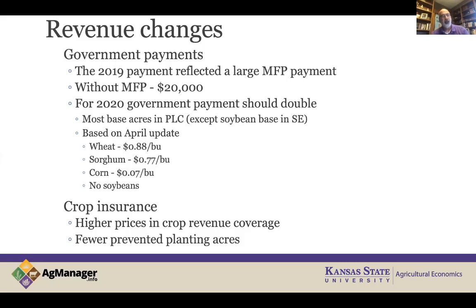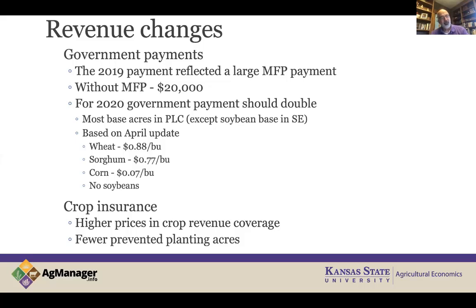According to our April update, if you go to Ag Manager and look under publications by Rich Llewellyn and Art Barnaby, they are doing monthly projections for what the PLC payment is. This is from their April update. I think they'll have a May one coming out pretty soon, but we are projecting wheat at 88 cents a bushel, sorghum 77 cents a bushel, and corn at 7 cents a bushel. So for this year at least, it pays to have a good wheat base because that's going to pay off pretty well for most folks.